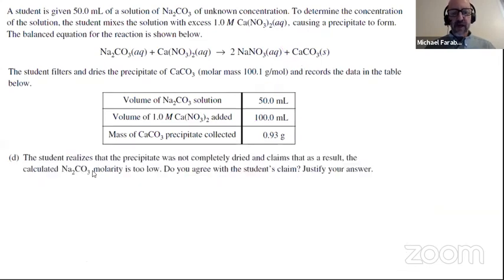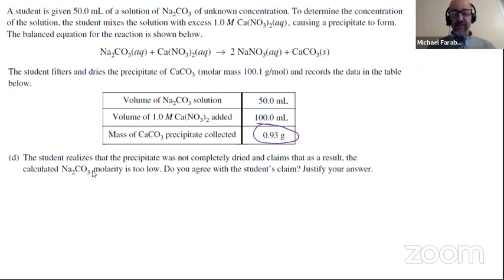Okay. Here we have the next part of this same question. It says the student realizes that the precipitate was not completely dried and claims that as a result, the calculated sodium carbonate molarity is too low. Do you agree with the student's claim? Justify your answer. Now, again, this is a very common question style on the AP chemistry exam.